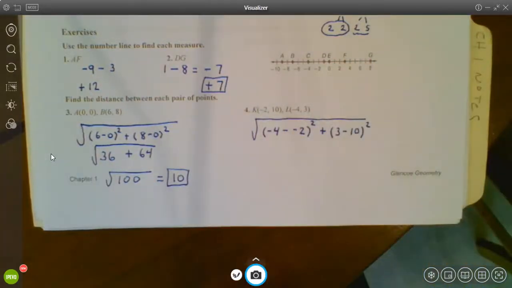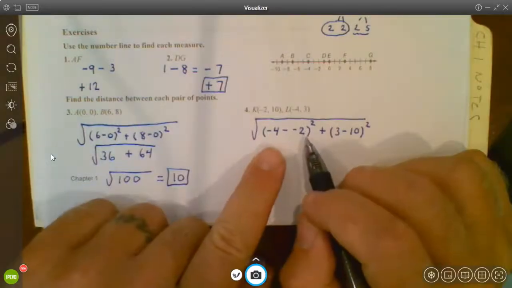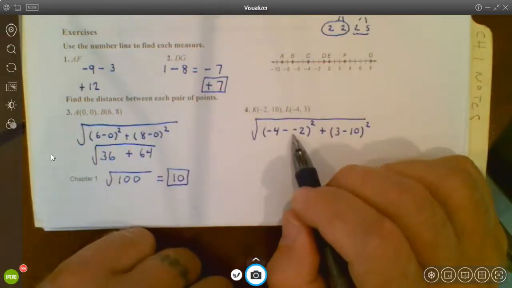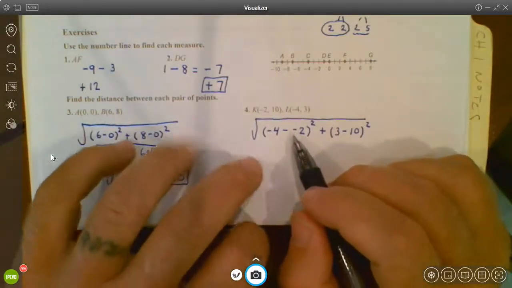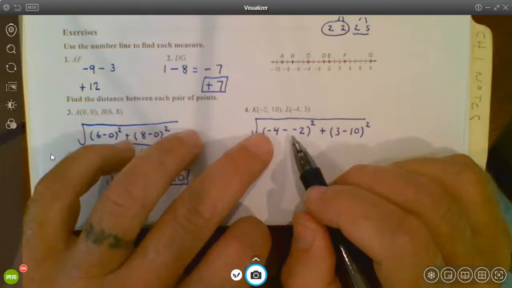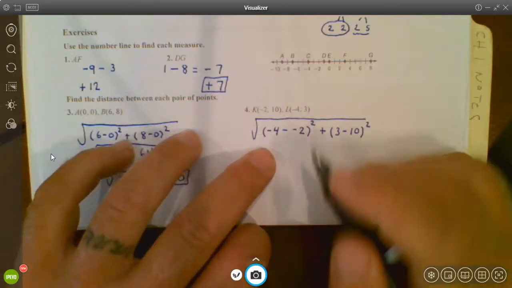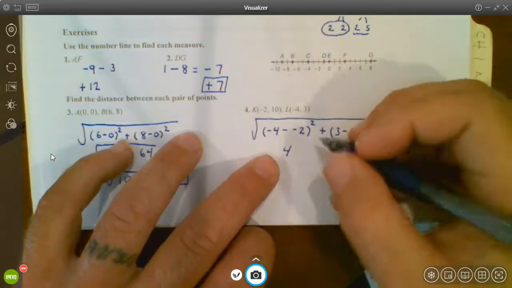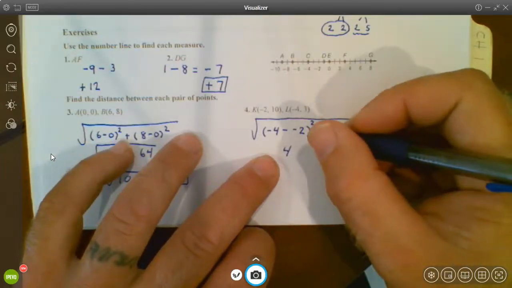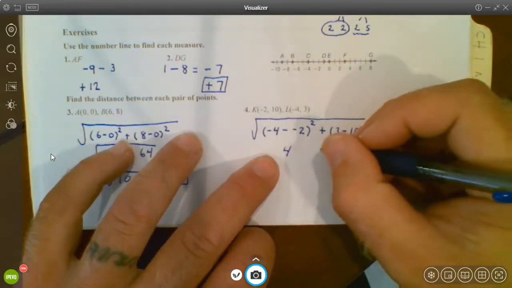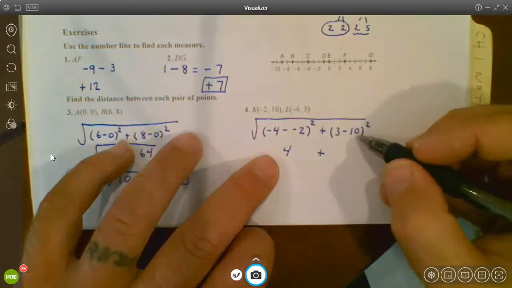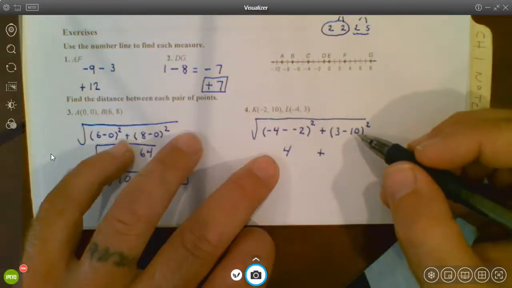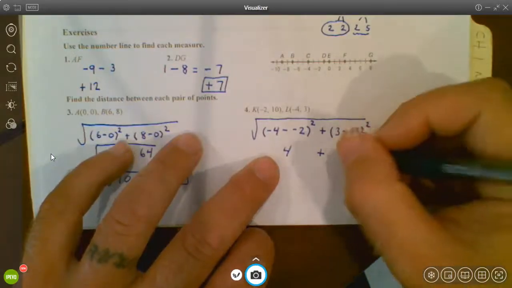So that would work as our setup. And let's simplify. So parentheses first, double negative. So this is negative 4 plus 2, which is negative 2. And negative 2 squared would be 4. Remember, you square a negative and it does become positive, since negative 2 times negative 2 is 4. Their difference is negative 7, but negative 7 squared would be 49.